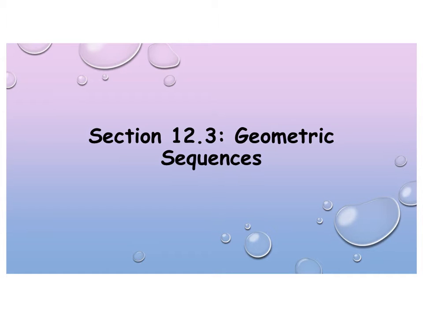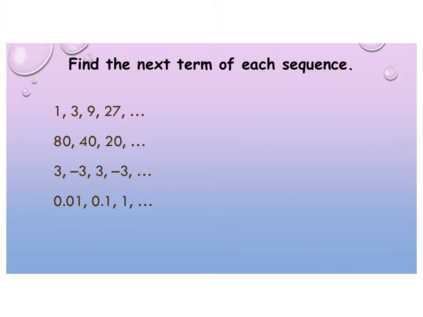Okay, this is the third section of chapter 12. This is geometric sequences. Last class was arithmetic sequences. Alrighty. Okay, so now these are based on multiplication.